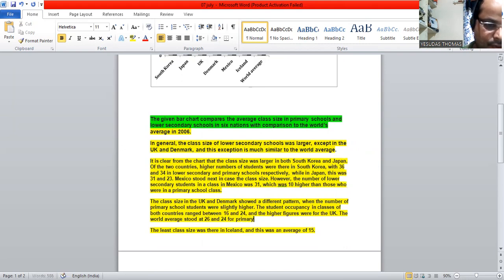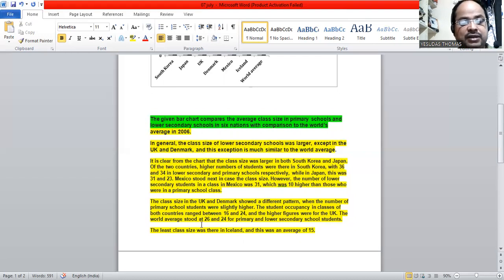26 and 24 for primary and lower secondary school students, because in the question I have comparisons, but the world average is not given. The figure is not given. As far as the figure is not given, the data is incomplete. What you have said is that you are making a comparison between the world average and the data in 6 countries. So if your data is missing for the world average, then your answer is incomplete.